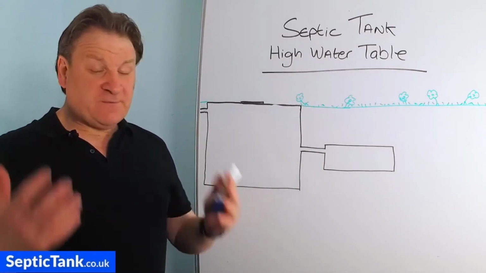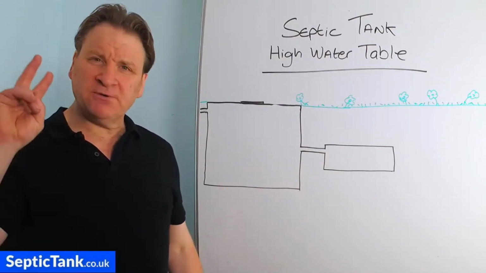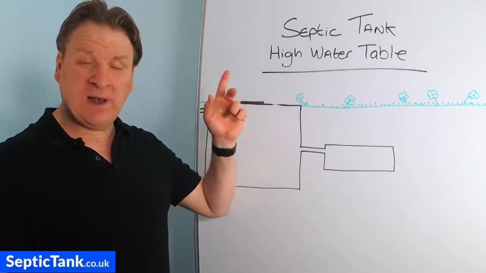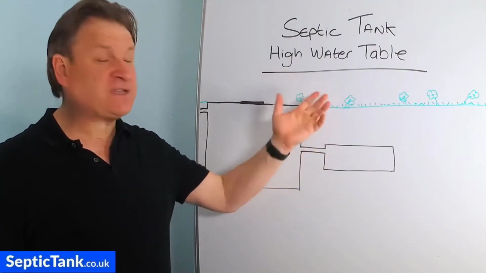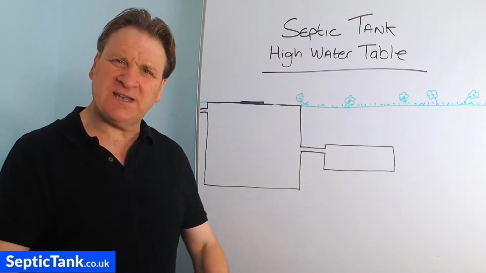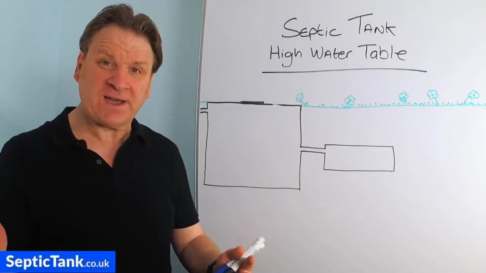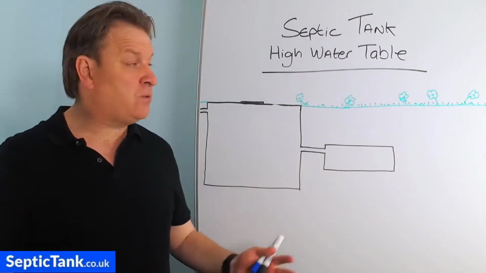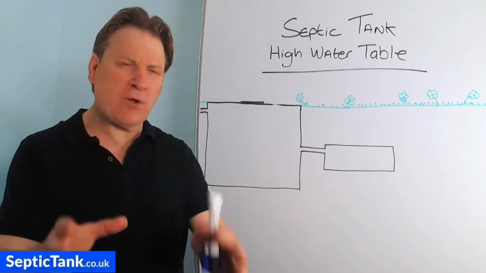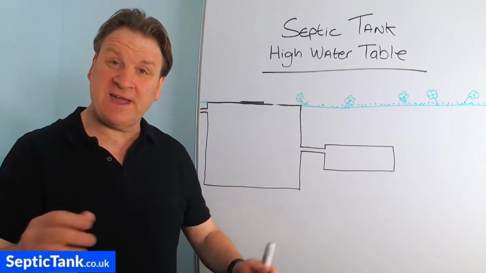It's a very common problem, so there are two questions I'm going to address now. How will having a high water table affect you if you've got a septic tank and soakaway? And more importantly, is there a simple solution or fix to the problem of having a high water table? First of all, let me show you the problems that come from living in an area where the water table is quite high.